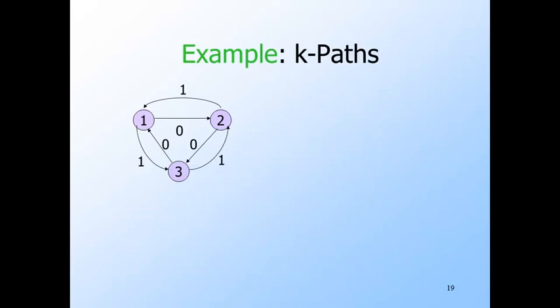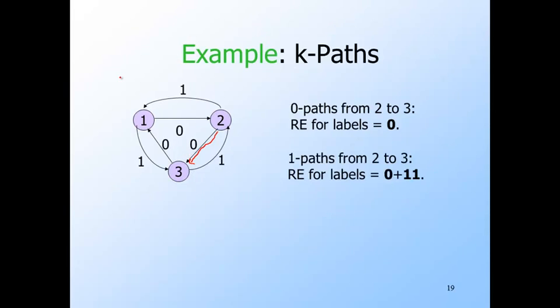For example, here's a little automaton. The 0 paths from state 2 to state 3 are the language of the regular expression 0. The reason is that we can only follow an arc from 2 to 3, and there's only one, the one that has label 0. That's the 0 describes the only path that gets us from state 2 to 3 without going through any other state.